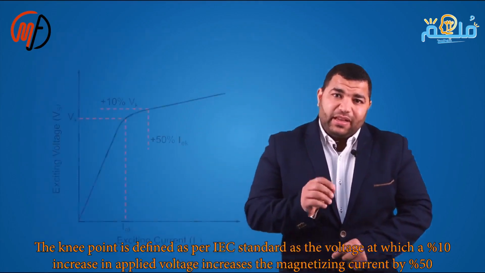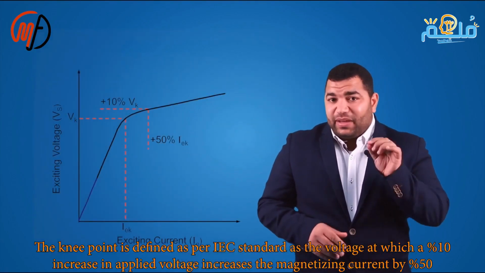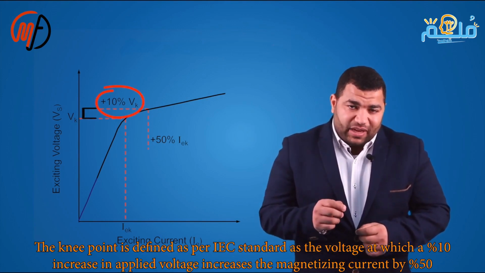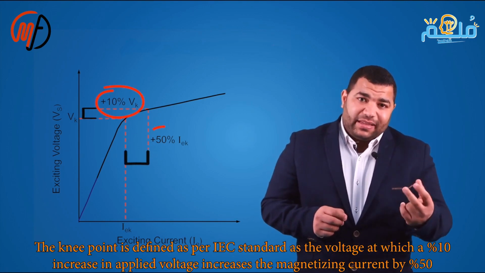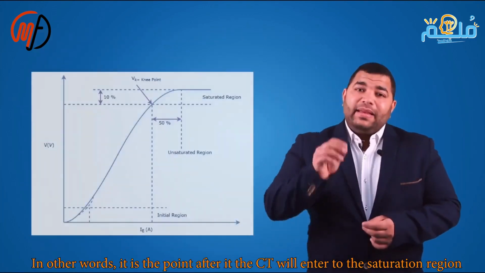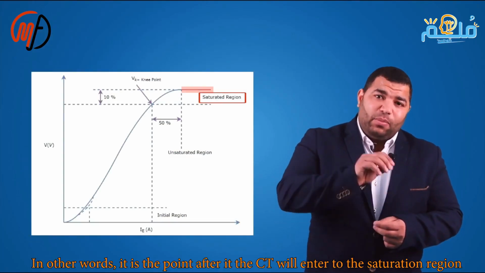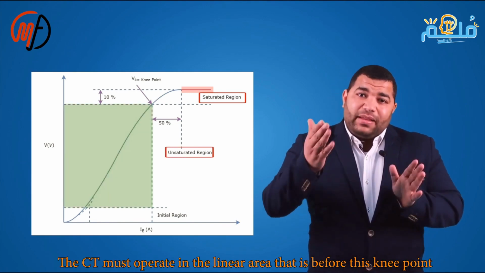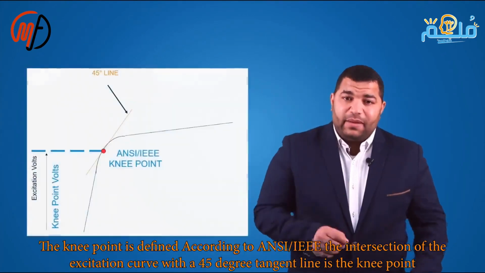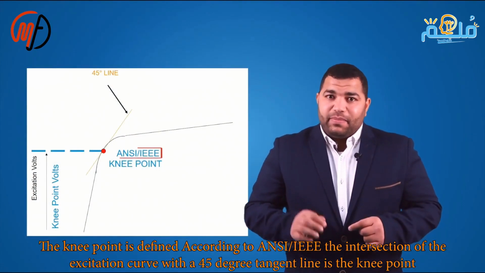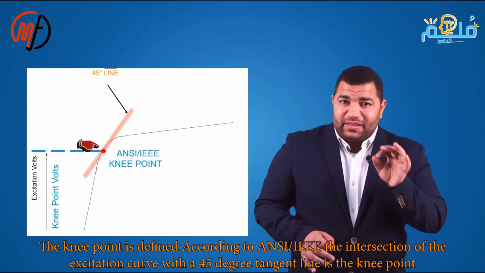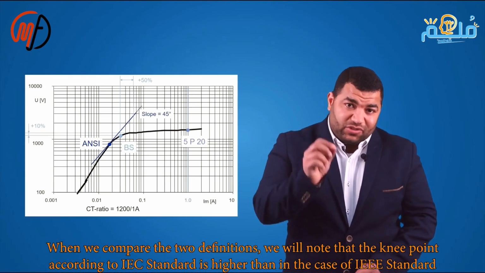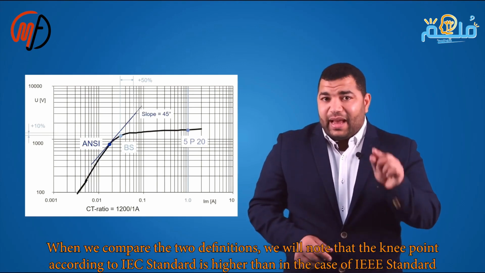The knee point is defined according to the IEC standard as the point at which a 10% increase in the voltage value causes the magnetization current to rise to 50%. In other words, it's the area where the current transformer enters the saturation phase, and the CT should operate in the linear region before this point. As for the definition of the knee point according to the IEEE and ANSI standards, it is the point where the characteristic curve intersects the 45-degree line with the magnetization curve. Comparing the two definitions on the graph, the knee point per IEC is higher than per IEEE.